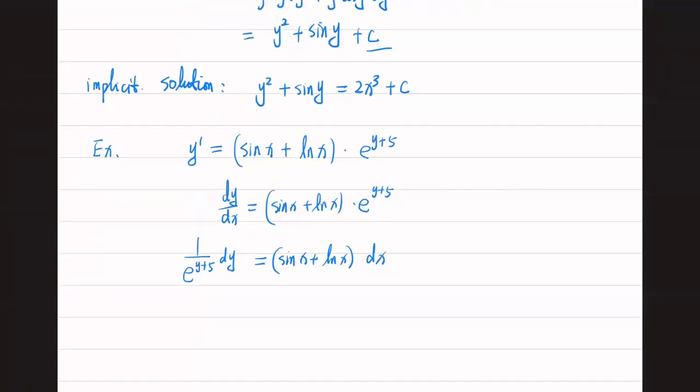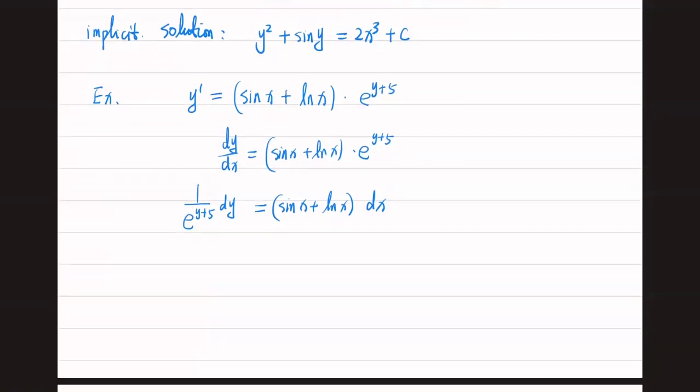Okay, Zichen, what's next? What are the steps, not the result? What's the next step after we separate the variables? The integrals. We do them one by one.